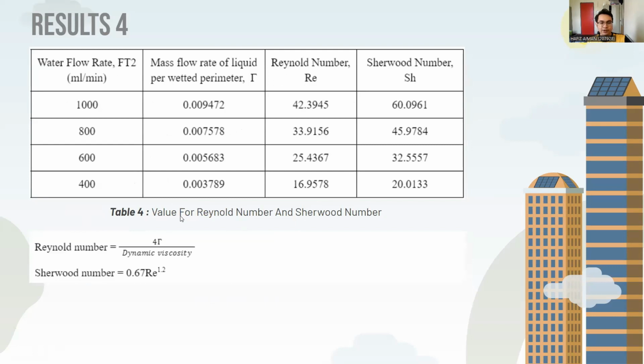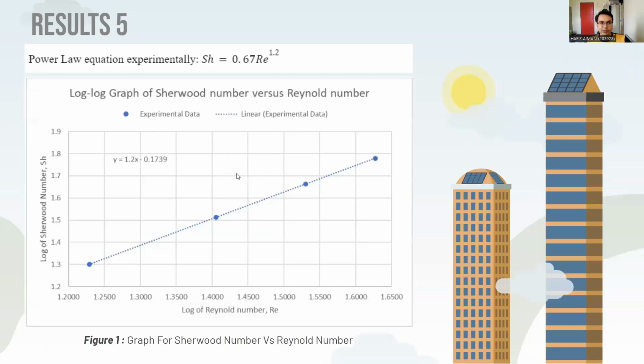Now, this is table 4. This table 4 contains the Reynolds number and Sherwood number, which we can calculate using this formula. This is figure 1, which shows the graph for Sherwood number versus Reynolds number.